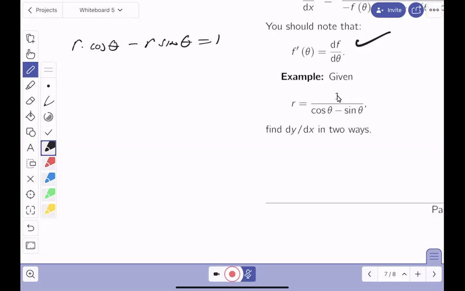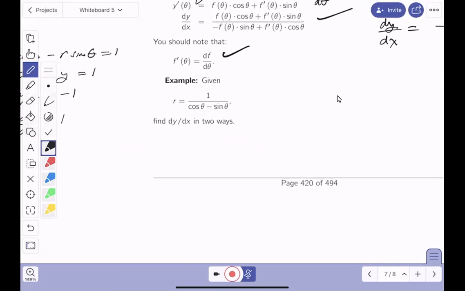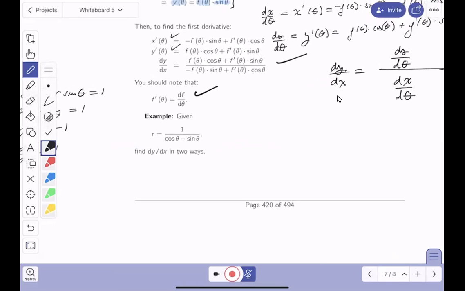What's r cosine theta? That's x, right? Minus y is equal to 1. And so y would equal x minus 1. So dy/dx is equal to 1. Well, that wasn't bad. All right, so this is new to me. I think I did this pretty good. All right, let's go to the next page. Maybe not. Maybe we'll do two different ways.